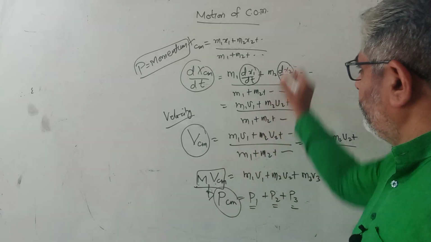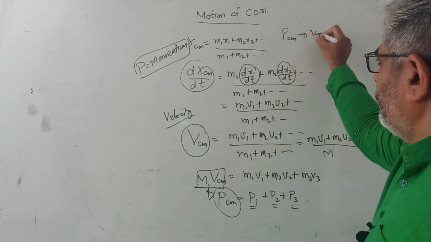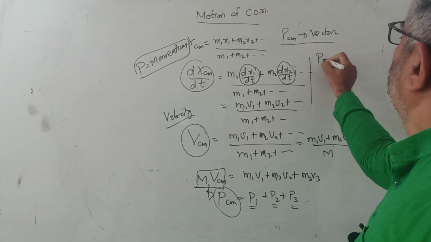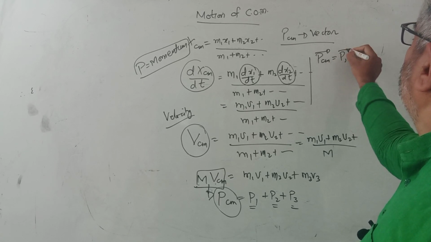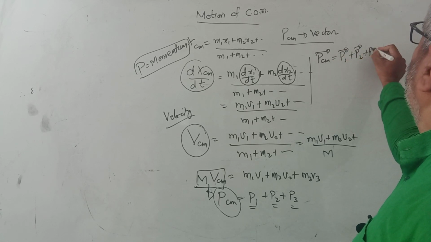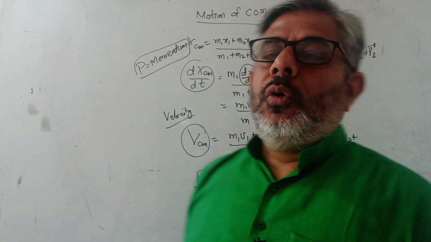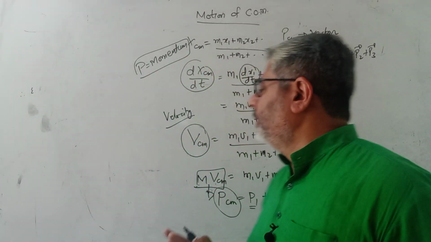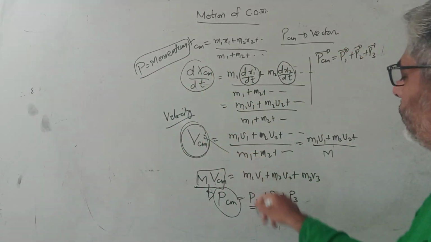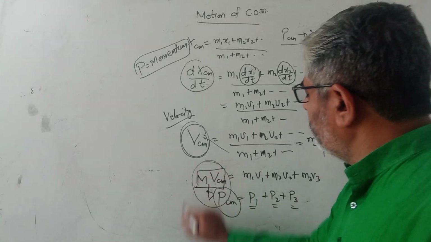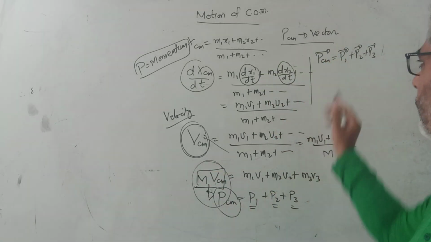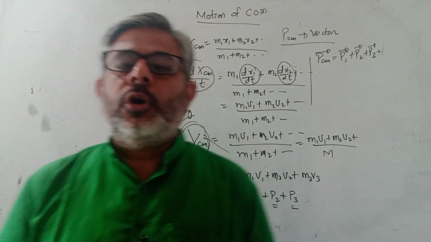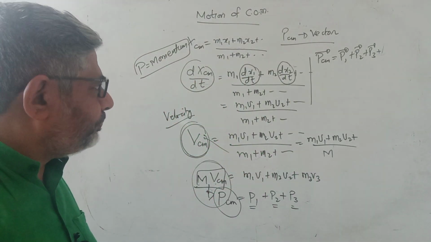Actually, when you say pcm, this is again a vector. So the better way to write this equation would be: pcm, which is a vector, is equal to the sum of these vectors. So if you know the momenta of all the particles of the system, then you can know the momentum of the center of mass. First I calculated the velocity, then I multiplied with the total mass to get the momentum of the center of mass, which is the sum of the momenta of the individual particles of which this system is made up.